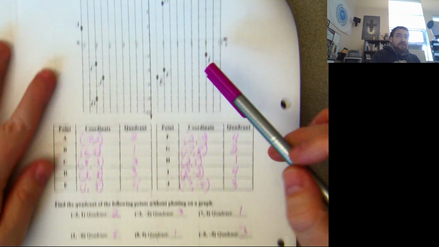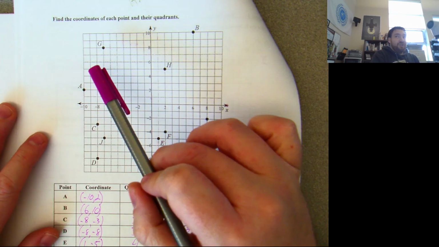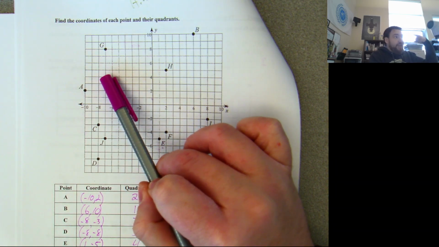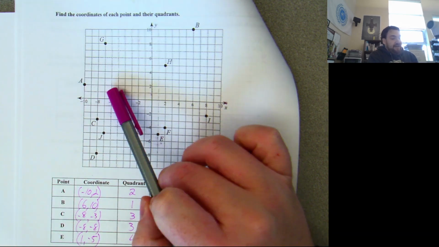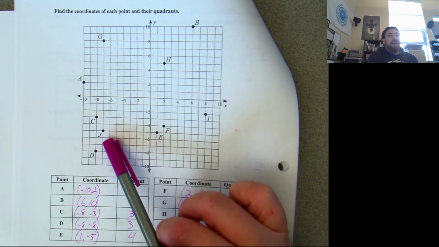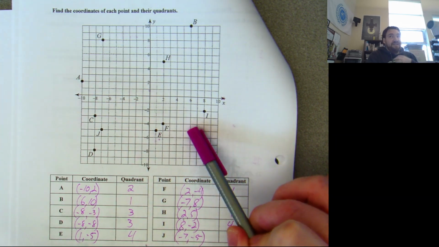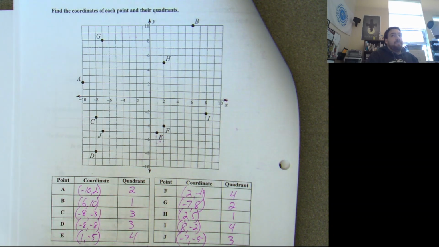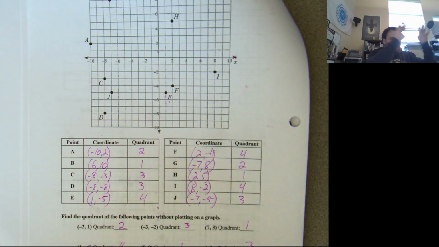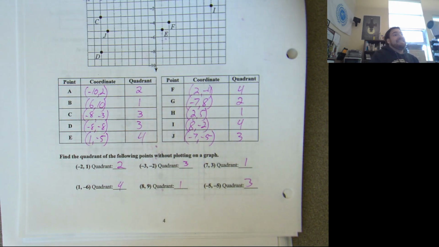Quadrant 1, both positive. So this is you picturing the grid in your head. Quadrant 2, y is positive, x is negative. Quadrant 3, both are negative. Quadrant 4, positive x, negative y. That's something you need to be familiar with, able to do in your head, just picturing a grid, knowing how it's labeled. And I understand that that is not an easy task. I still want you to be able to do it.